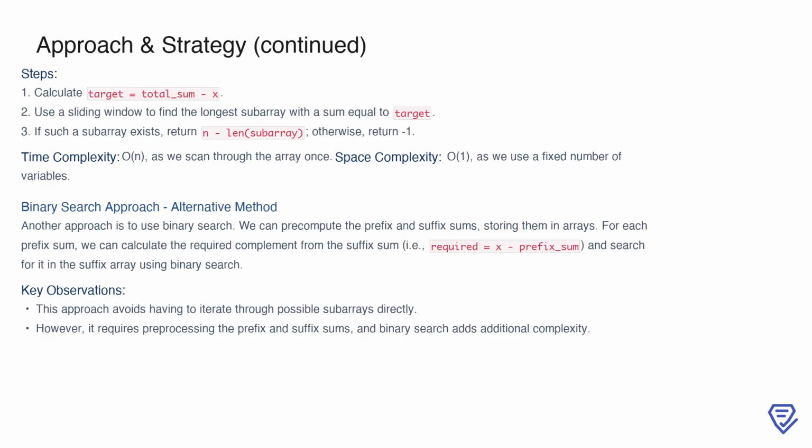Additionally, we also consider an alternative method using binary search. Here, we pre-compute the prefix and suffix sums and store them in arrays. For every prefix sum, we calculate the required complement to reach X and search for it in the suffix array using binary search. This method avoids directly iterating through subarrays and offers some efficiency benefits. However, it requires pre-processing the prefix and suffix sums, which introduces additional complexity.